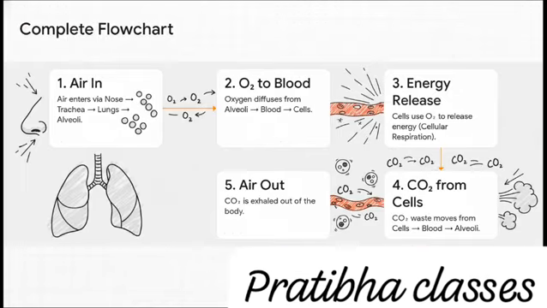And this flowchart? This is the entire story in one place. Step 1, air comes in through the pathway we learned. Step 2, oxygen crosses from the alveoli into the blood. Step 3, cells use that oxygen to make energy. Step 4, the waste product, CO2, moves from the cells back to the blood. And finally, step 5, that CO2 is exhaled. It's the whole process in one simple, exam-friendly diagram.